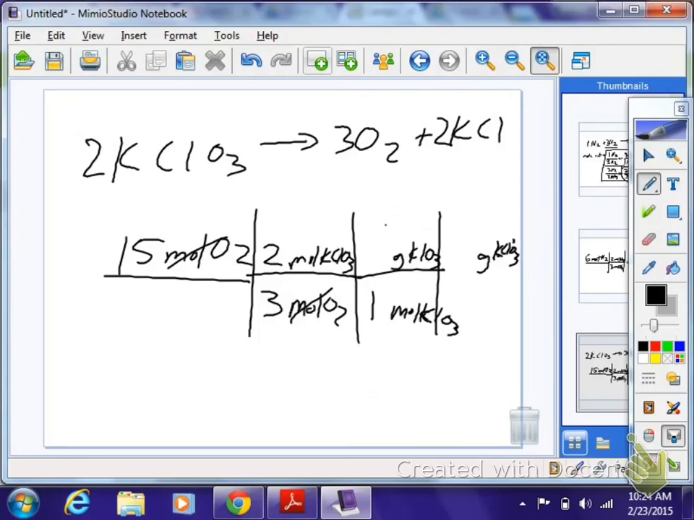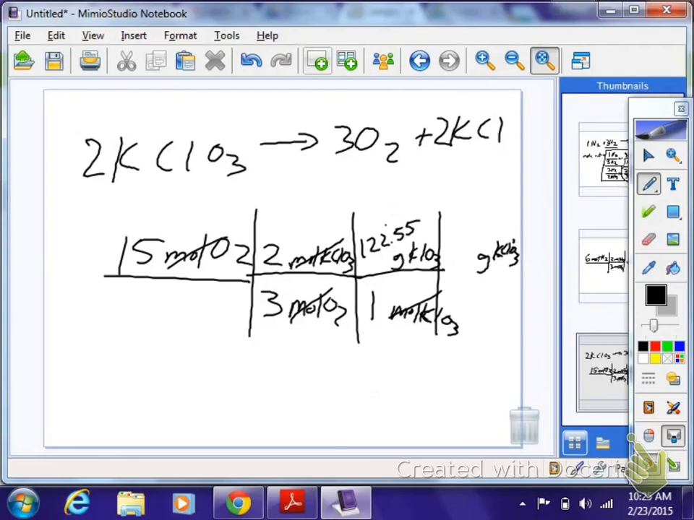So we would look up potassium, we'd look up 1 chlorine, and we'd look up 3 oxygens, and we'd find their weight. Okay? So potassium is 39.1 plus 1 chlorine, 35.45, plus 3 oxygens, which would be 48. And our answer up here would be 122.55 grams. Everybody understands how I got that, right? And everybody understands that that's the weight of 1 mole, or the molar mass, of KClO3. So we go one more step, and we can find grams.